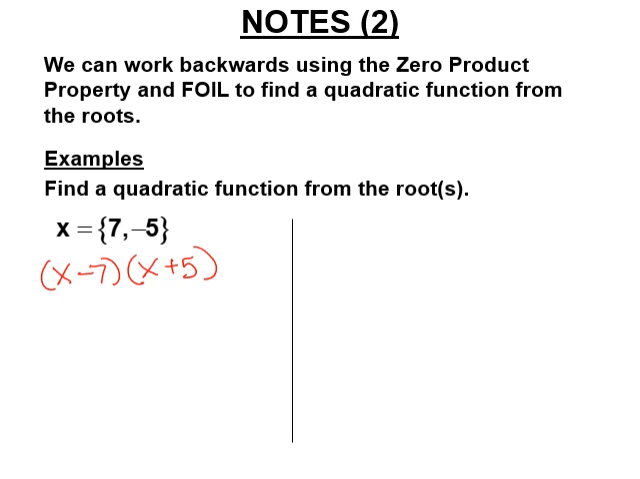So positive 7 would make the factor x minus 7. -5 would make the factor x plus 5. We're going to write a function for this and FOIL. So f of x equals x squared plus 5x minus 7x, -2x, -7 times 5, -35.